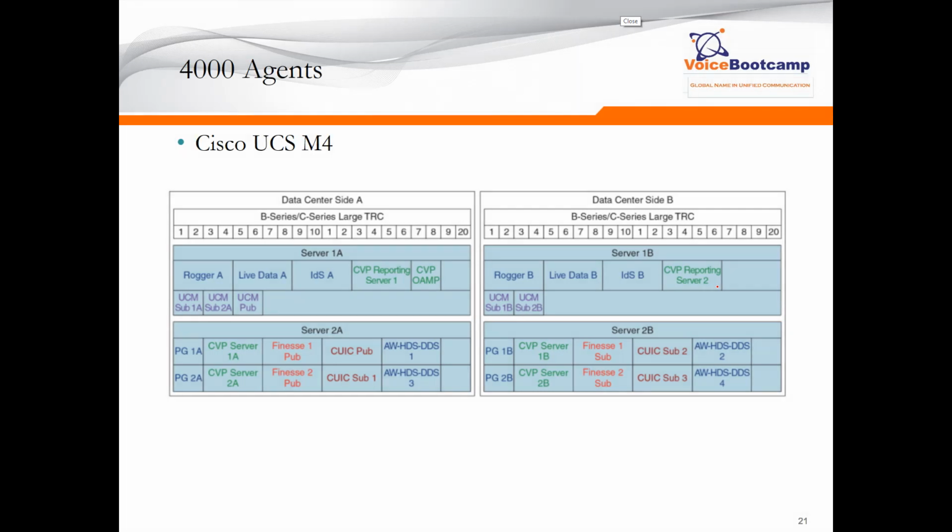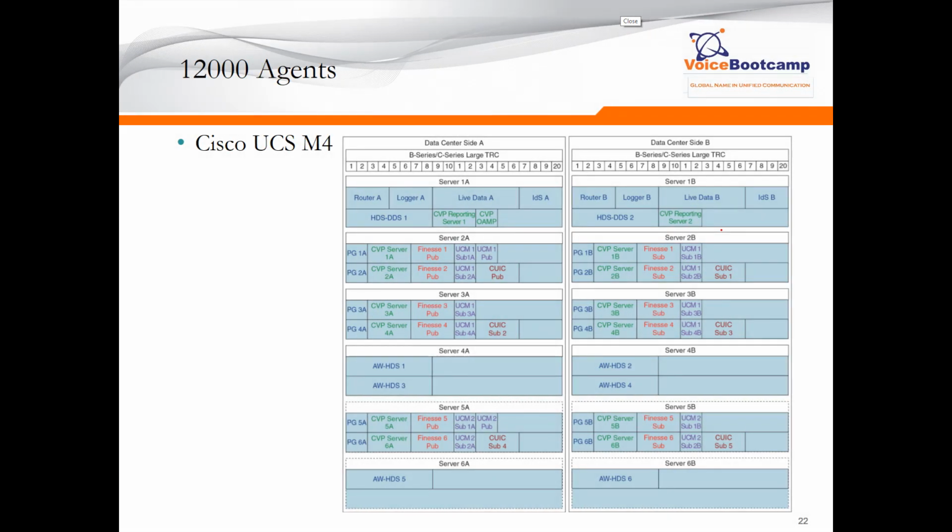For 4,000 agents based on the same model, M4, you need 1, 2, 3, 4 servers, and you can distribute the services. Some cases where you need more than 2 product of each. So as you can see, I need 2 CVP on one side, 2 CVP on the other side. I got one reporting server here, one second reporting server here.